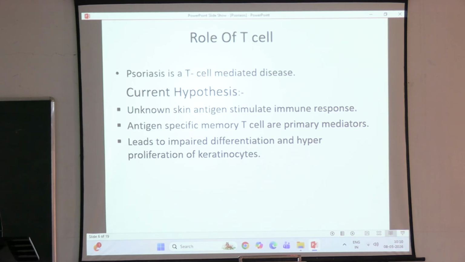How does it occur? The current hypothesis says that an unknown skin antigen, which may be some medications, maybe some infection, streptococcal infection or viral infection, can stimulate the immune response. And antigen specific memory T cells are the primary mediators of the disease, and all this leads to the impaired differentiation and the hyperproliferation of the keratinocyte. The keratinocyte proliferates 6 to 9 times faster than the normal rate.